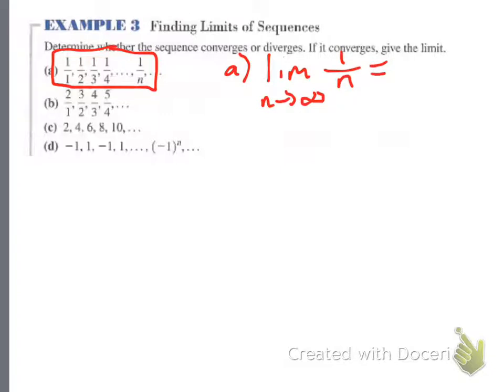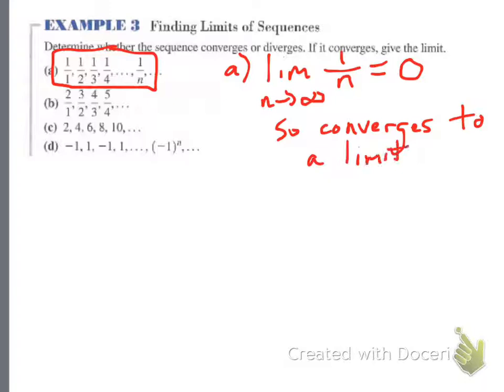As n gets large, 1 over that approaches what value? Well, it approaches 0. So the limit of 1 over n as n approaches infinity is 0. So it converges because it approaches a value, a limit of 0. Now take a look at B.